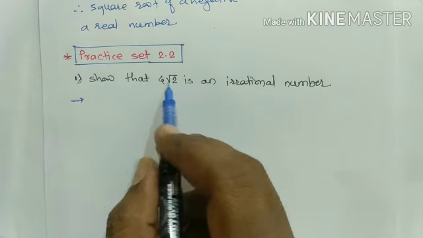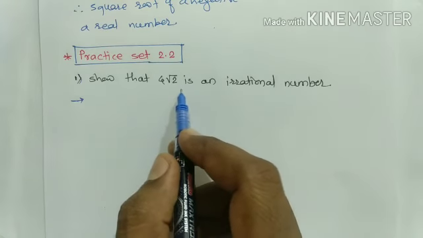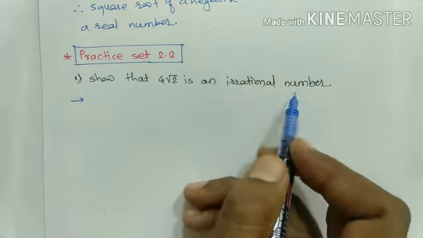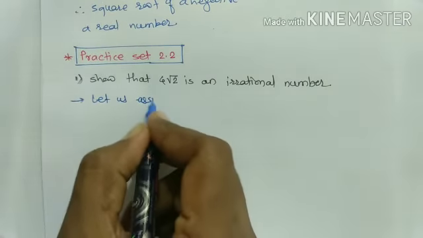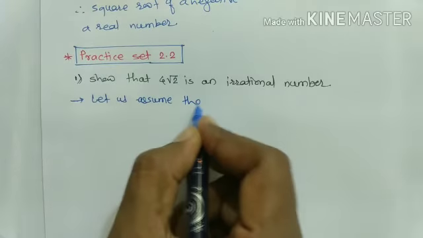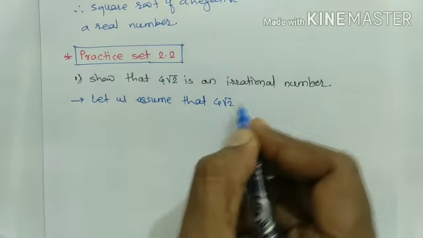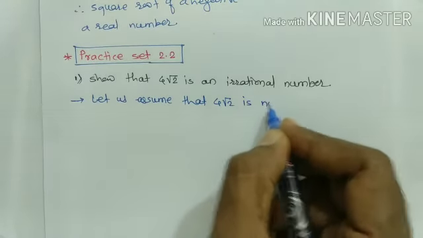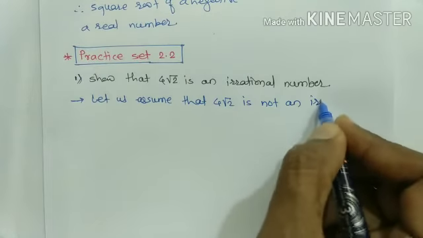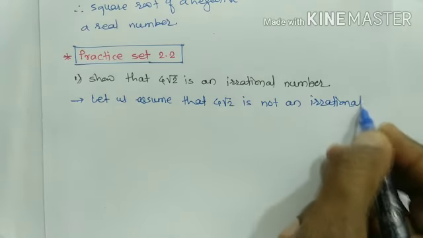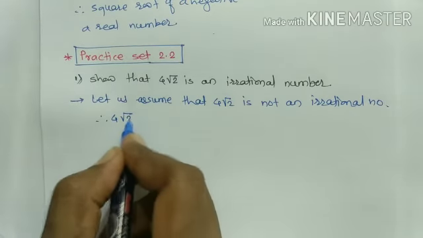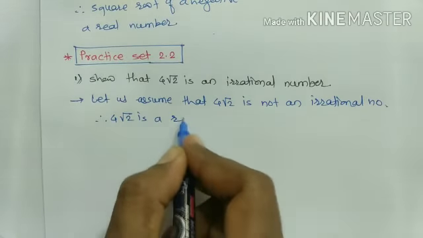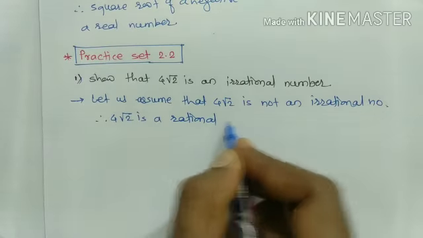पहा इथं काय प्रूव्ह करायचं आहे, we have to prove that 4 root 2 is an irrational number. So let us assume that 4 root 2 is not an irrational number. That is, therefore 4 root 2 is a rational number.